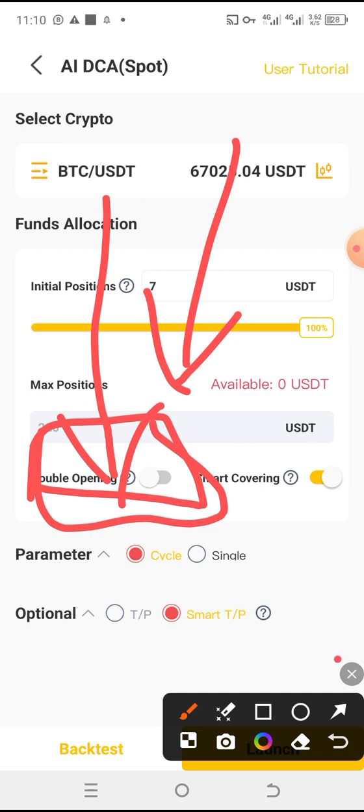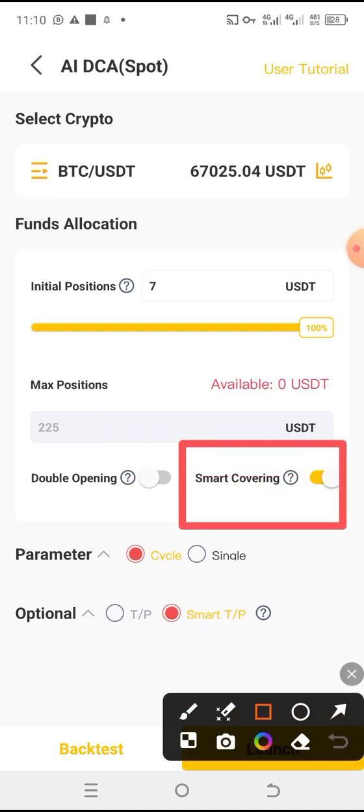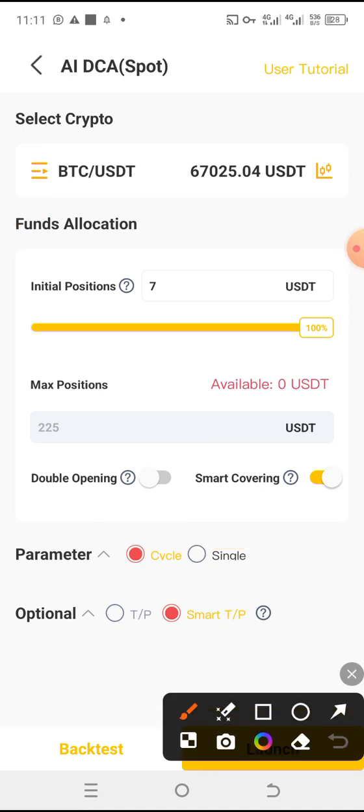So that's that. Then we also have smart covering. Smart covering, it's okay. This simply means that when the coin is meant to buy more for you, it doesn't buy it instantly. It waits for an assurance. One of the indicators which it is using to buy would make sure there is a kind of reverse after the price.